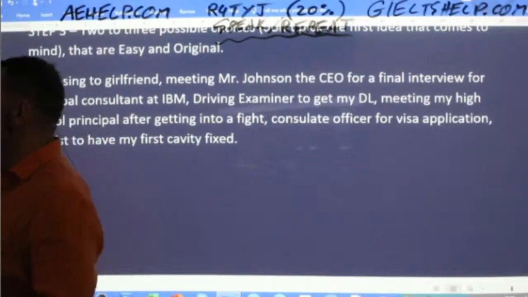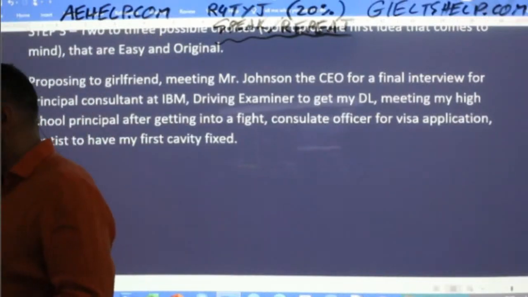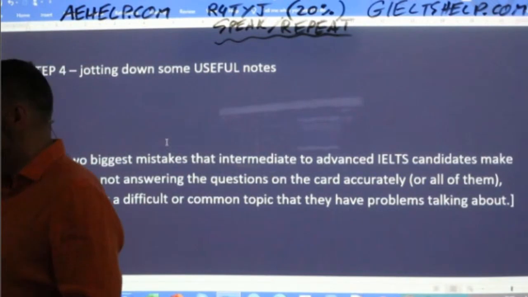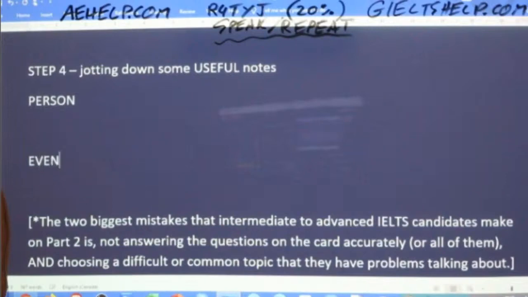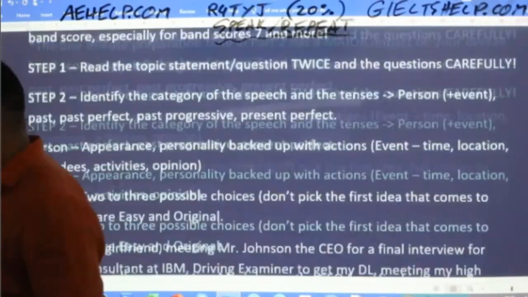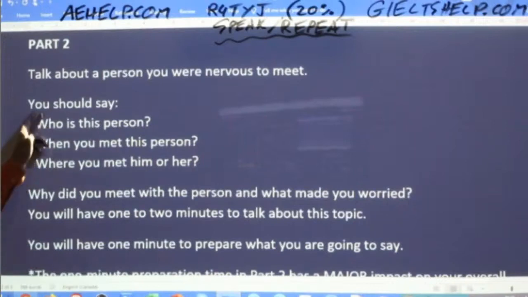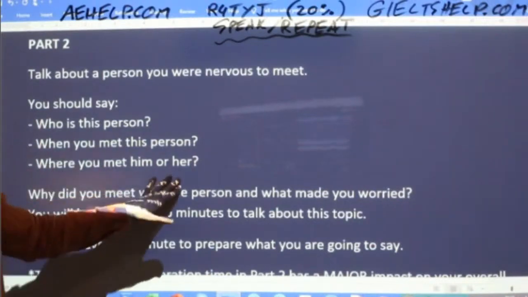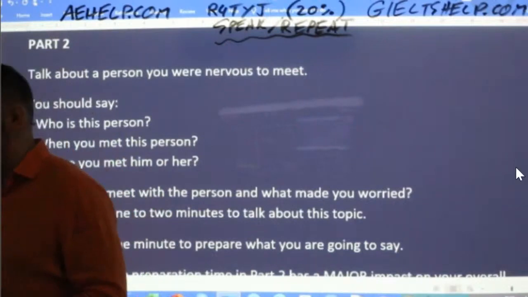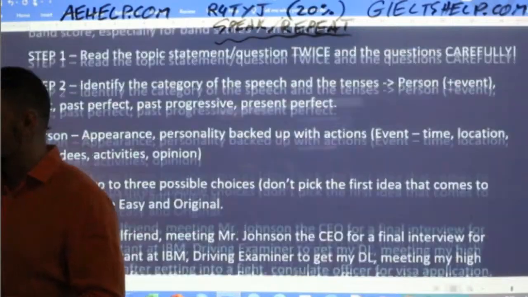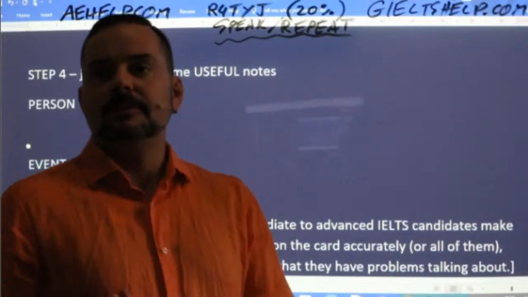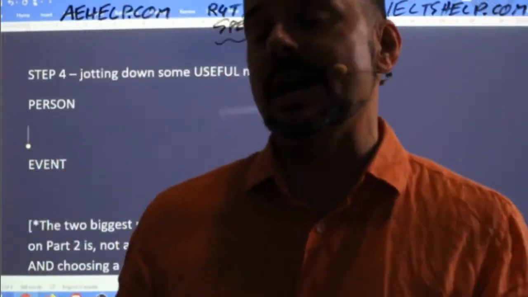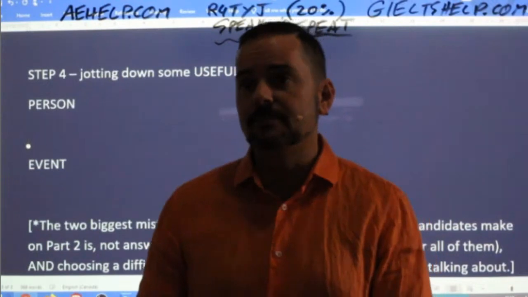So dentist office, all right. So first of all, let's take down some useful notes. So first think about the person, okay? And then the event. All right. So remember, don't forget the cards. Who is this person? When you met this person, where you met him or her, okay? So let's get into some useful notes, not ideas that you already know or that you would automatically know, but points that will help you when you actually look at your notes, okay? This is another really important point.